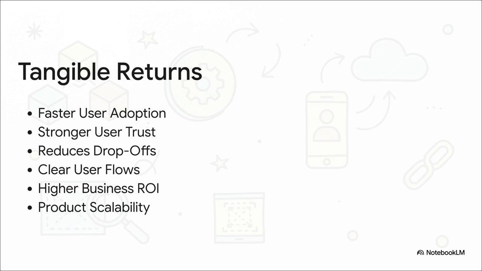but stronger user trust. In a space that's known for scams, that is everything. When the user flow is clear and simple, you get fewer drop-offs. People don't just give up halfway through a transaction. All of this leads directly to a higher return on investment and helps you build a product that can actually grow and scale without falling apart.